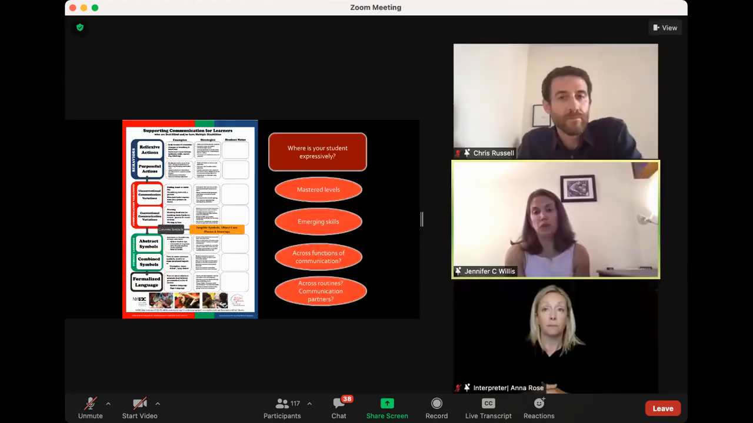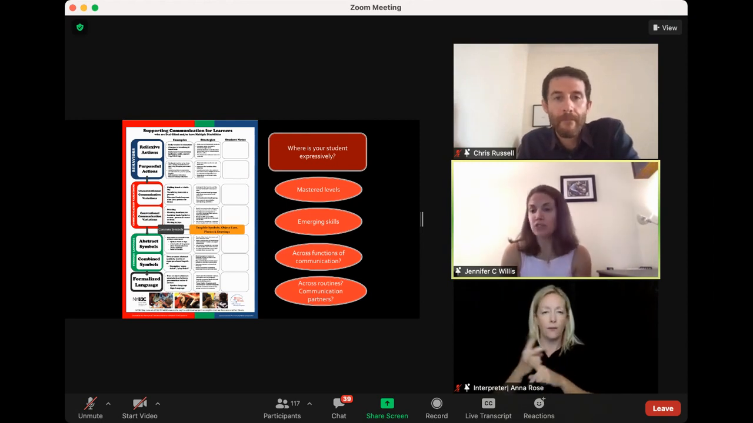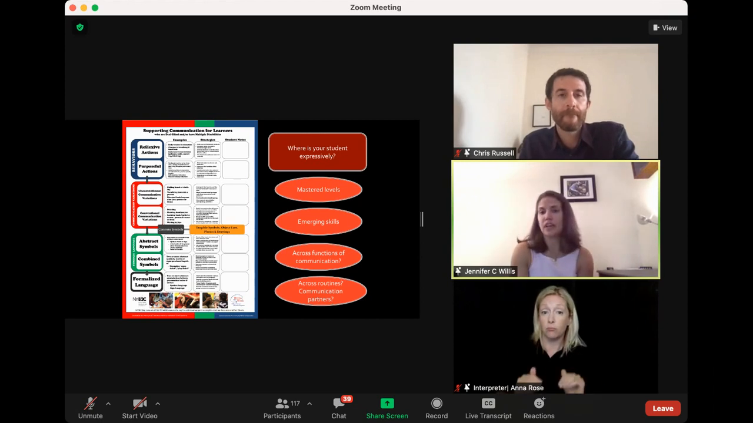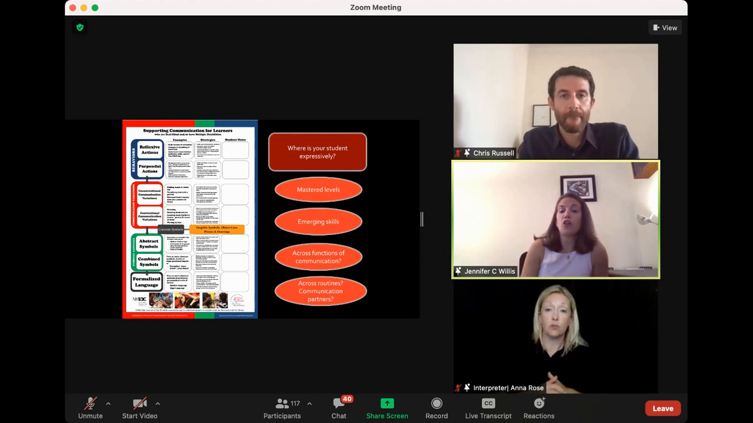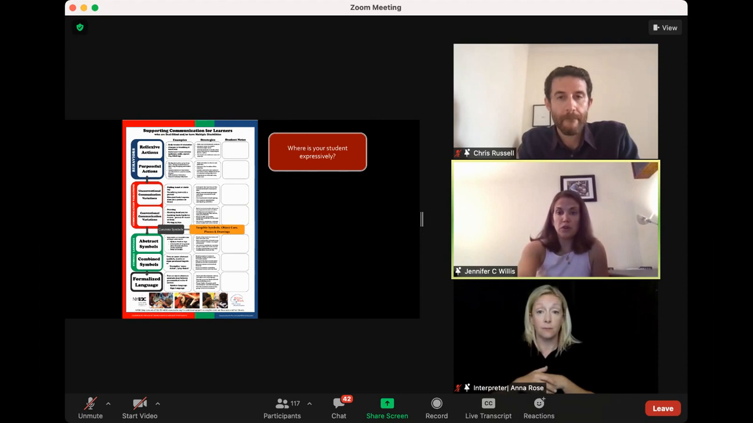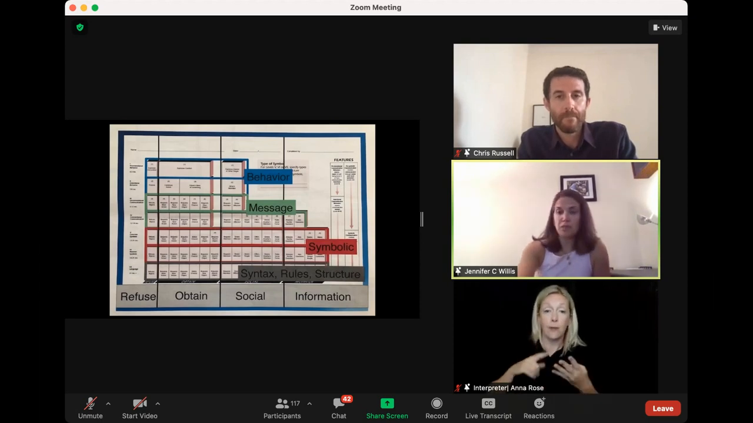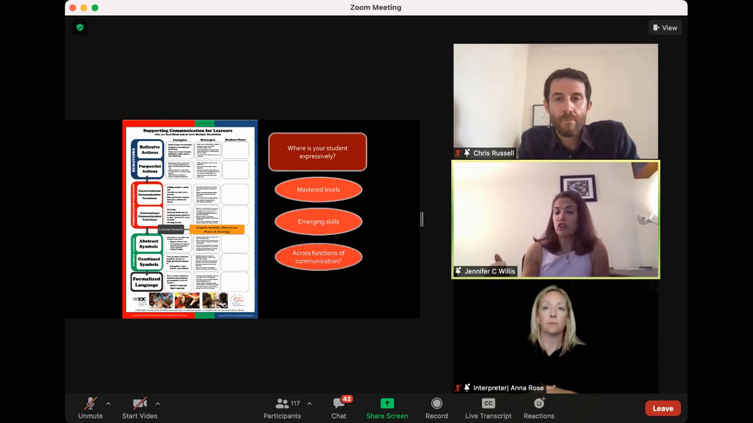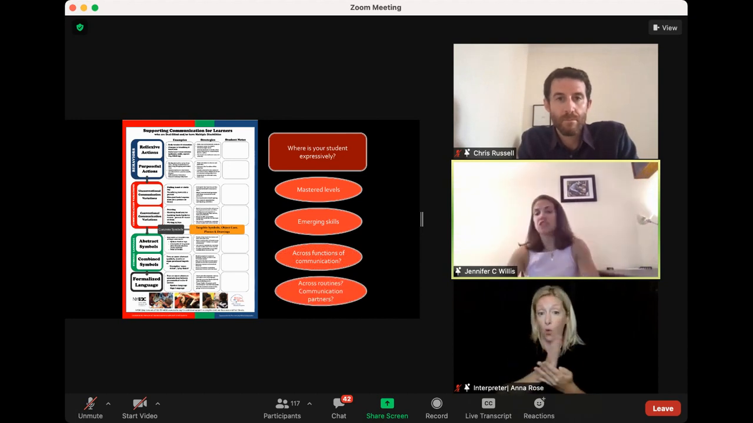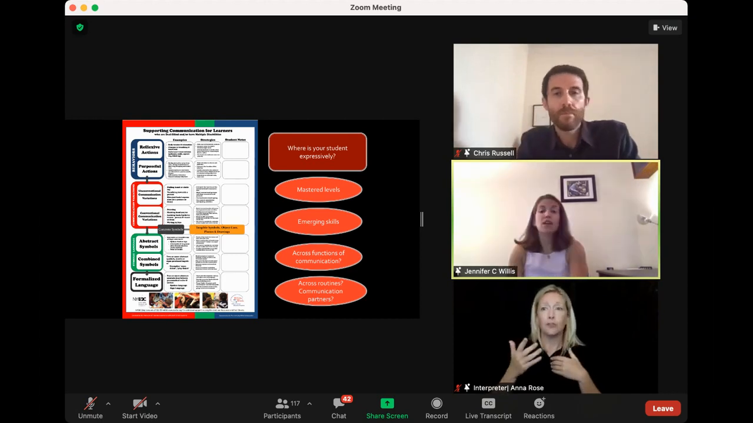But as we use the communication matrix, the things you're looking for to determine are: has the student mastered levels? Are they making progress in their communication? Are there emerging skills that we need to continue working on and bringing out of them? Are they communicating across functions? As you saw before, there were four functions of communication: refusal, or to get rid of something; to obtain something; social; and providing information. So are they communicating across functions, or are they only communicating for one function and we need to focus on other areas? Are they communicating across routines and different communication partners?